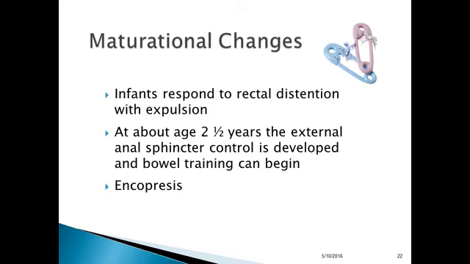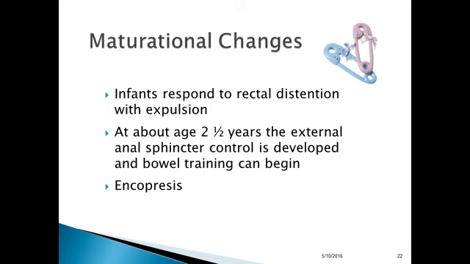Infants respond to rectal distension with expulsion. It is interesting to note that the rectal anal inhibition reflex is not present in premature infants. Infants between 2 weeks and 5 months of age have 1 to 7 stools daily. Preschool children have stool frequency comparable to adults. External anal sphincter control is developed enough at approximately age 2.5 years for bowel training to begin. Most children have total bowel control by age 4 and waking hour bowel and urine control by age 3. Children develop bladder control prior to bowel control.